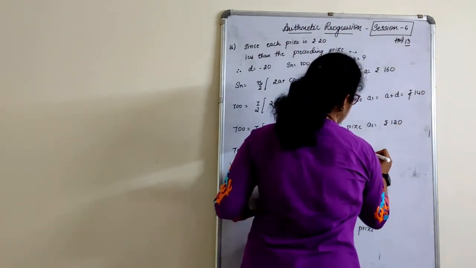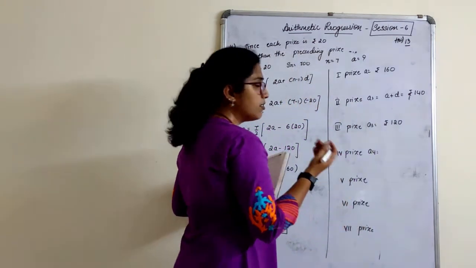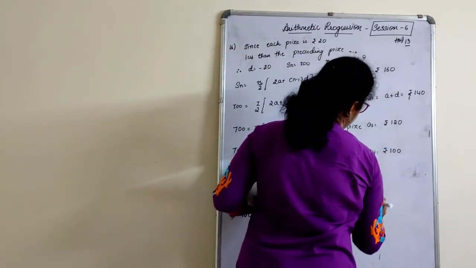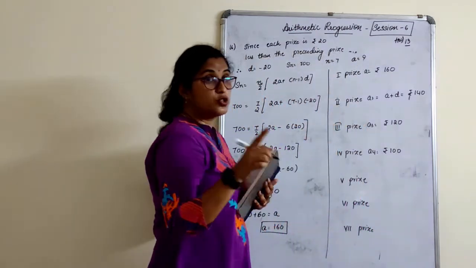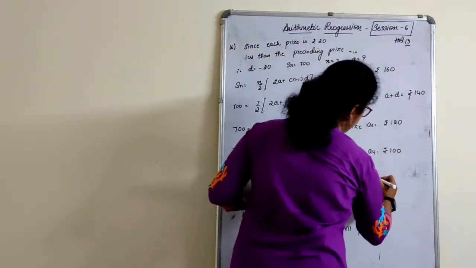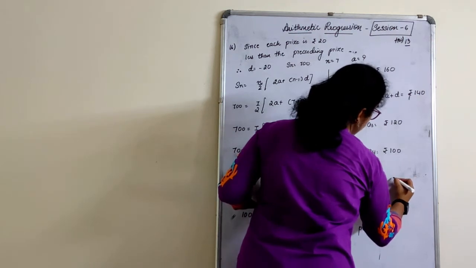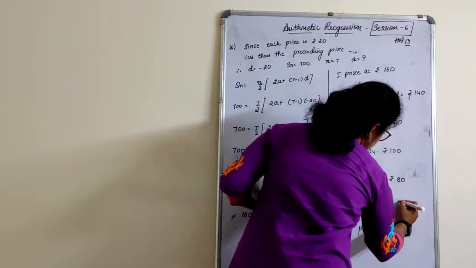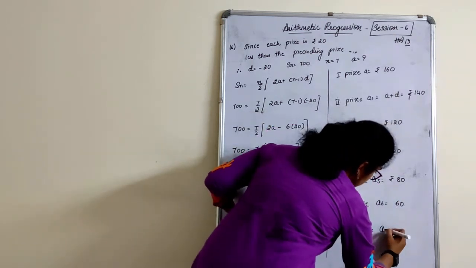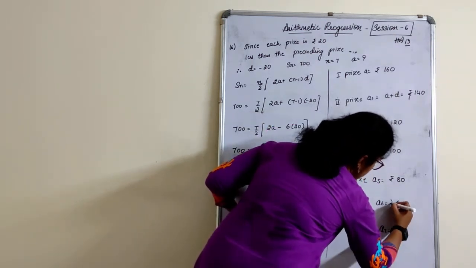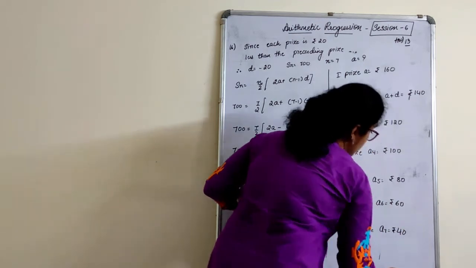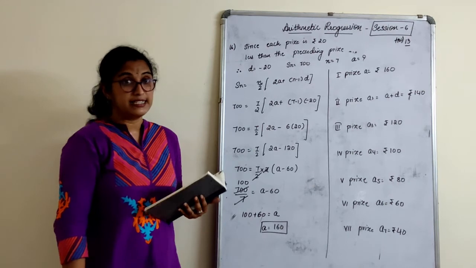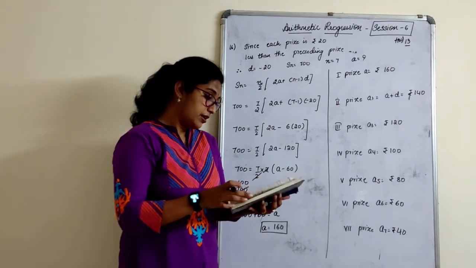Rupees 120. Fourth prize, go on subtracting 20 from it: rupees 100. And see that when you add this, you have to get 700 and you will get it. A5 is rupees 80, A6 rupees 60 and A7 rupees 40. So these are the cash prizes given to the students. Add and see, you will actually get 700 as the cash prize.